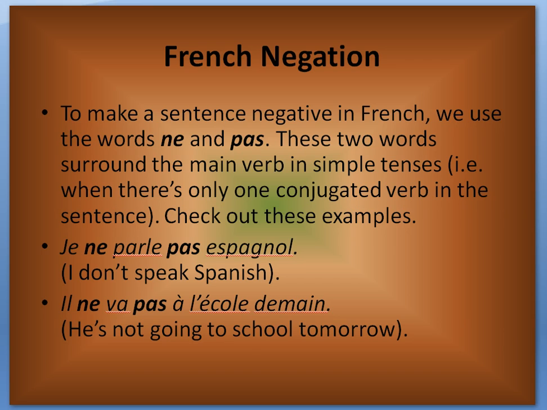Second example, il ne va pas à l'école demain. Here, the subject is il, and the verb is va, which is the third person singular of aller. So, va being a conjugated form, ne precedes va and pas follows va. So, ne and pas surround the conjugated form of aller, va. So, il ne va pas à l'école demain.